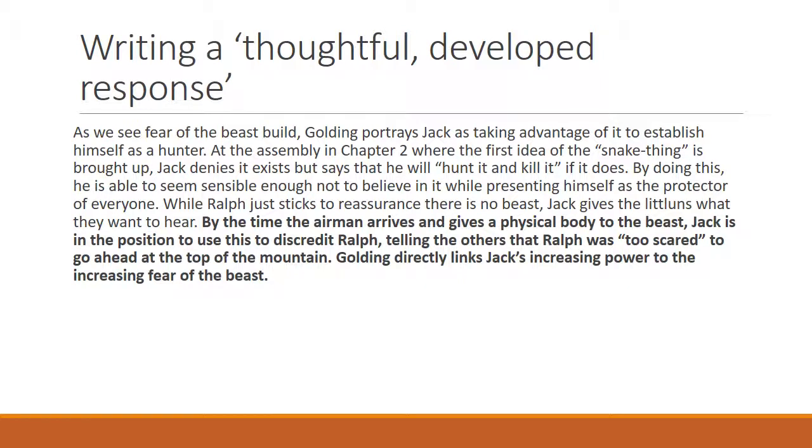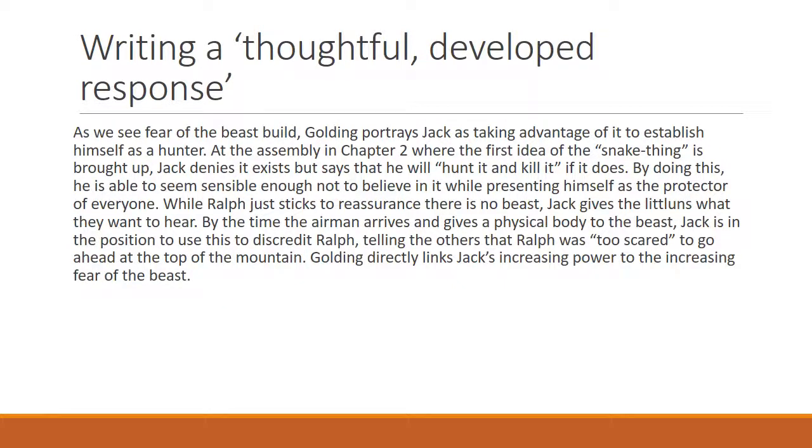By the time the airman arrives and gives a physical body to the beast, Jack is in the position to use this to discredit Ralph. So that's how I'm now giving an example here of it, telling the others that Ralph was too scared to go ahead at the top of the mountain. It's my final interpretation. Golding directly links Jack's increasing power to the increasing beast. So that's how we build a section and how we start to carry on. There's more to be said, obviously, about this beast building. I'll now move on to another point and develop that before I go to the second half of the response.